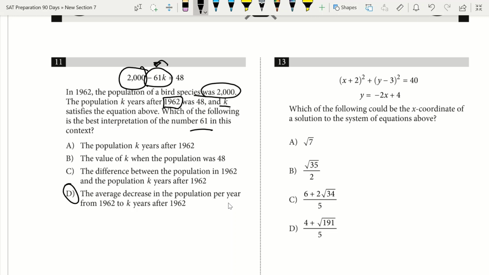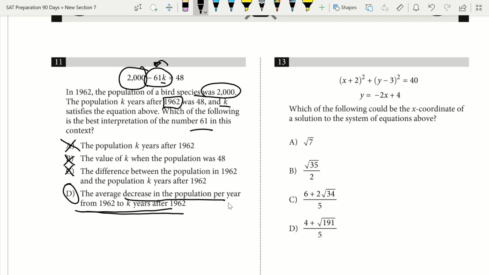The answer, or the average decrease in the population per year from 1962 to k years after 1962, is that right there, right? That 61 is how many birds are dying off per year from 1962 for every year after that. Okay, it's not the population k years after 1962 because that's whatever this 2000 minus 61k would equal. It's not the value of k when the population was 48. That's incorrect as well. C, the difference between the population? No, we're not dealing with difference.